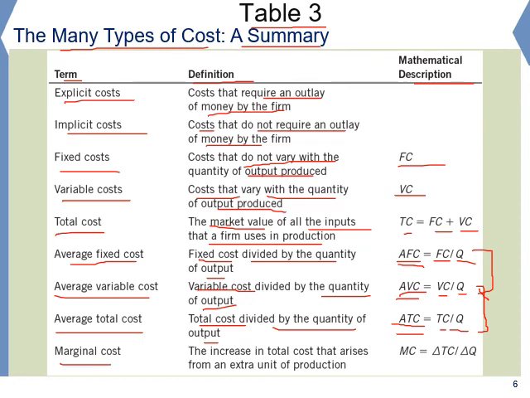Last but not least, the marginal cost is the increase in total cost from an extra unit of production. MC equals change in total cost divided by change in quantity.